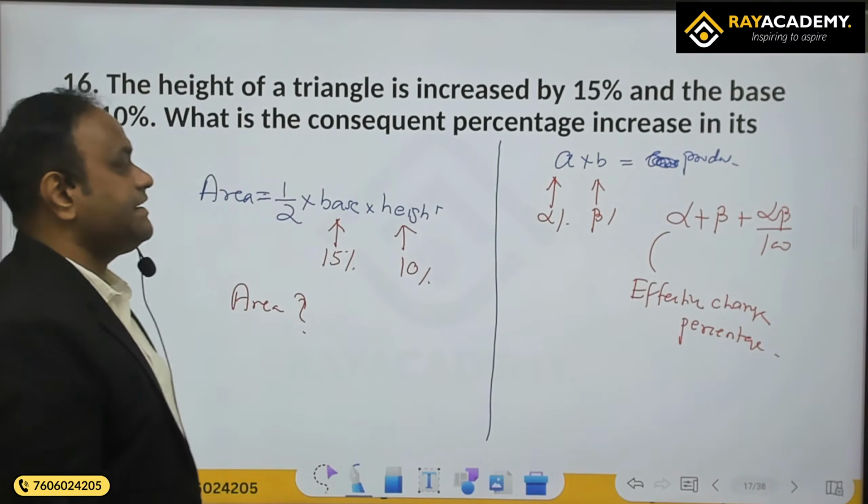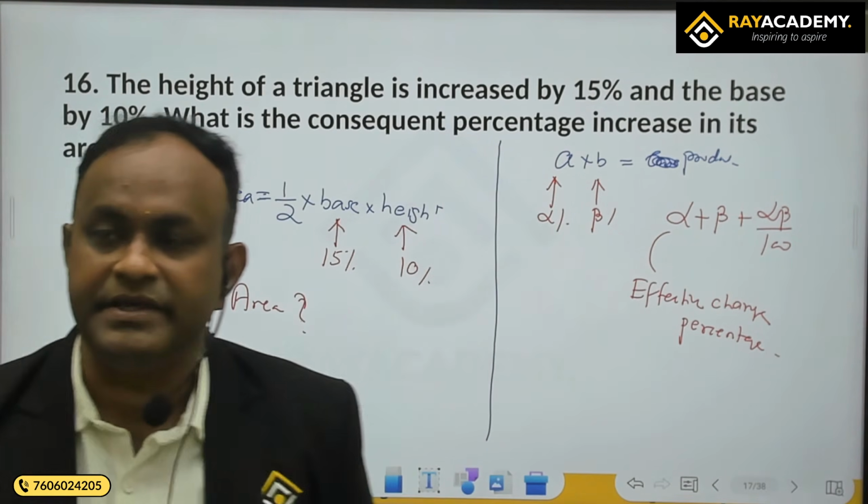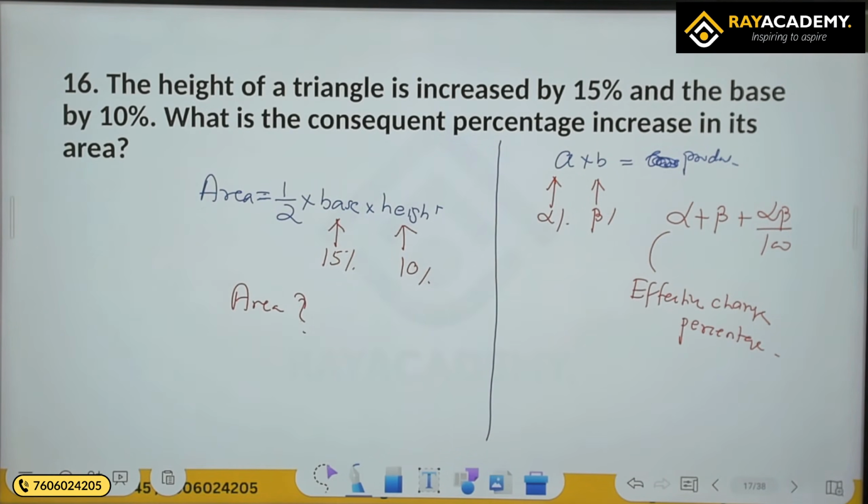Okay, the variables are A and B, and their product is given. If A changes and B changes, then the total product's change is alpha plus beta plus alpha beta by 100. If that effective percentage is positive, then there will be a positive change. If it comes negative, then there will be a negative change.